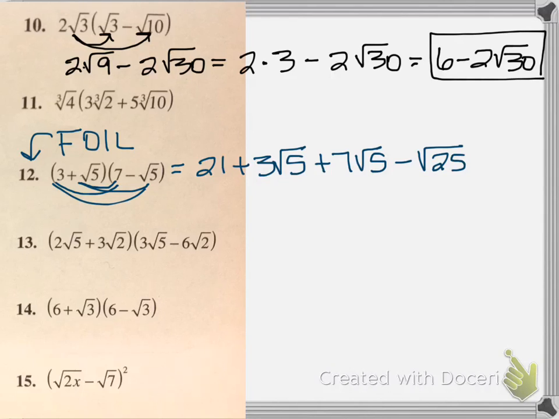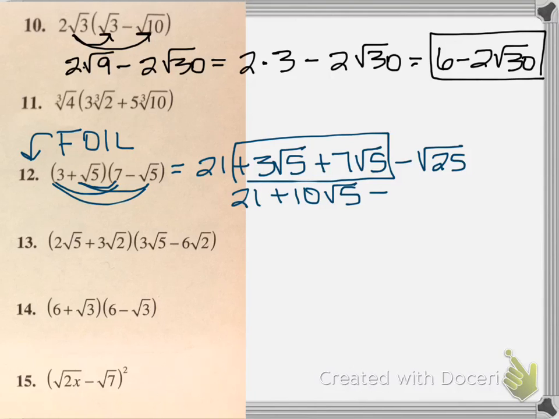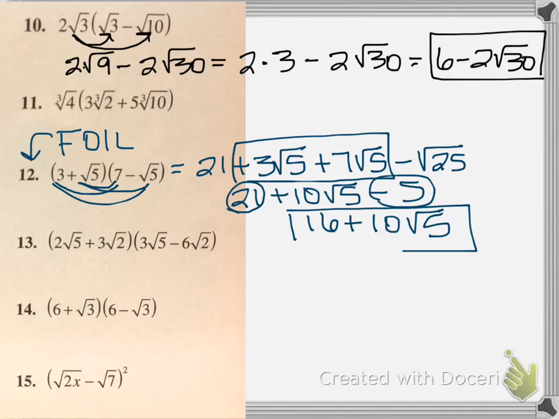Out of all of that, I can do a couple things. I've got my 21. I can combine 3 square root 5 and 7 square root of 5 and get 10 square root 5. And I can simplify square root of 25 is 5. Now I can combine the 21 and the minus 5 for a final answer of 16 plus 10 square root 5. And that would be my final answer.